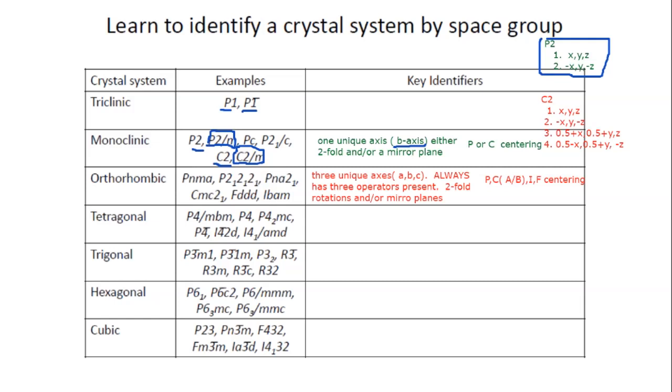Orthorhombic can either have twofolds or screw axes, a 2-to-1 screw axis, or mirror planes or glide planes. If you see a threefold, fourfold, or even 6-fold symmetry in the space group, definitely not going to be orthorhombic. You can only have twofold symmetry, and mirror planes. That's it.